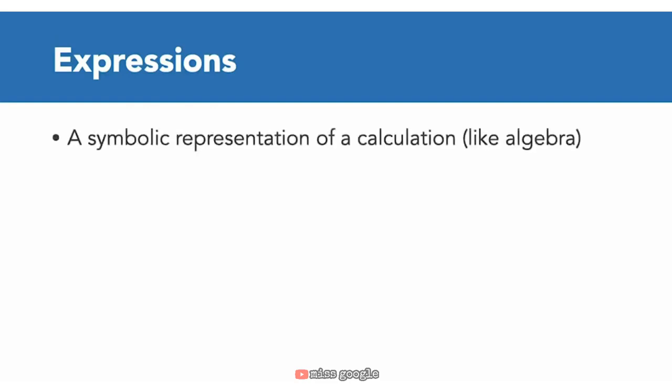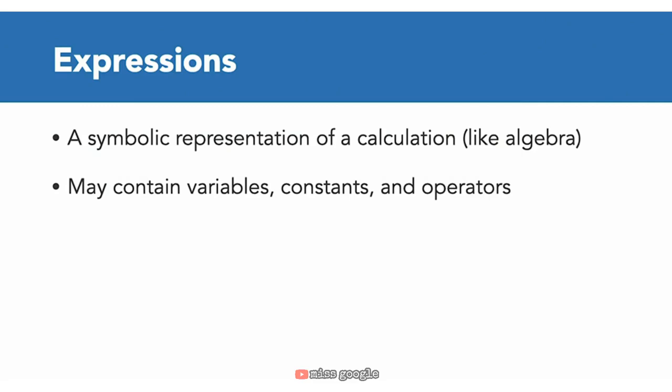Now let's talk about three important components of C++ code. Let's start with expressions. An expression is a symbolic representation of a calculation, like the expressions you see in algebra. An expression may contain variables, constants, and operators. And every expression must produce a value.